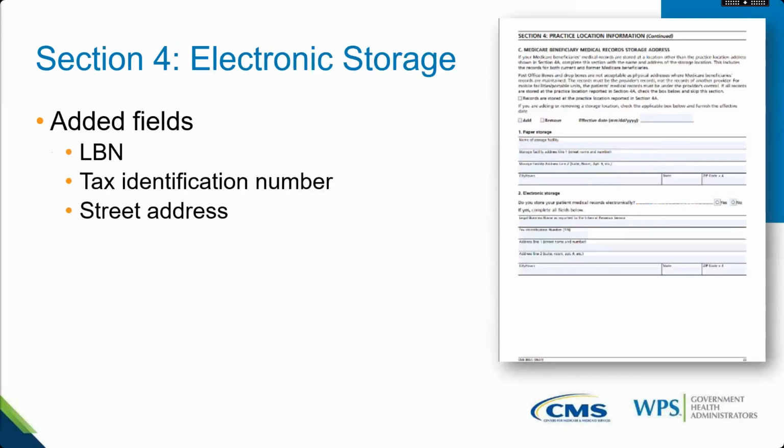The next section that you will notice a change is going to be section 4, electronic storage, and this has to do with Medicare beneficiary medical record storage addresses. They've made some adjustments to the electronic storage section. Previously they were asking, are you storing electronically? And they would ask for the name of the facility. They have added the legal business name, the tax identification number, and a street address.